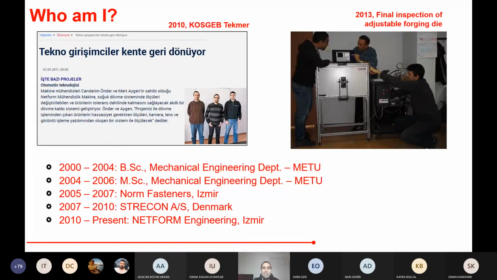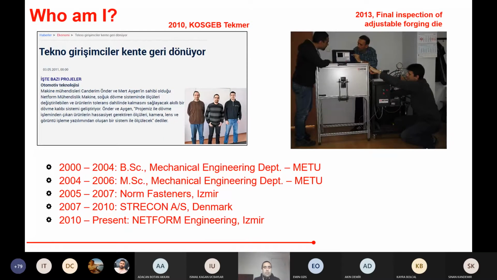As you can see in the timeline here, I started my adventure in mechanical engineering in 2000 and finished my undergraduate and graduate studies in the mechanical engineering department of a technical university, and then started working at Norm Fasteners, which is also located in İzmir, and at the moment they are the biggest fastener producer in Turkey and worldwide. As far as I know, they are in the top 5, if I'm not wrong. I worked there as an R&D engineer. I was responsible for tool design and finite element simulations of forging, cold forging processes, and also cold forging tools.